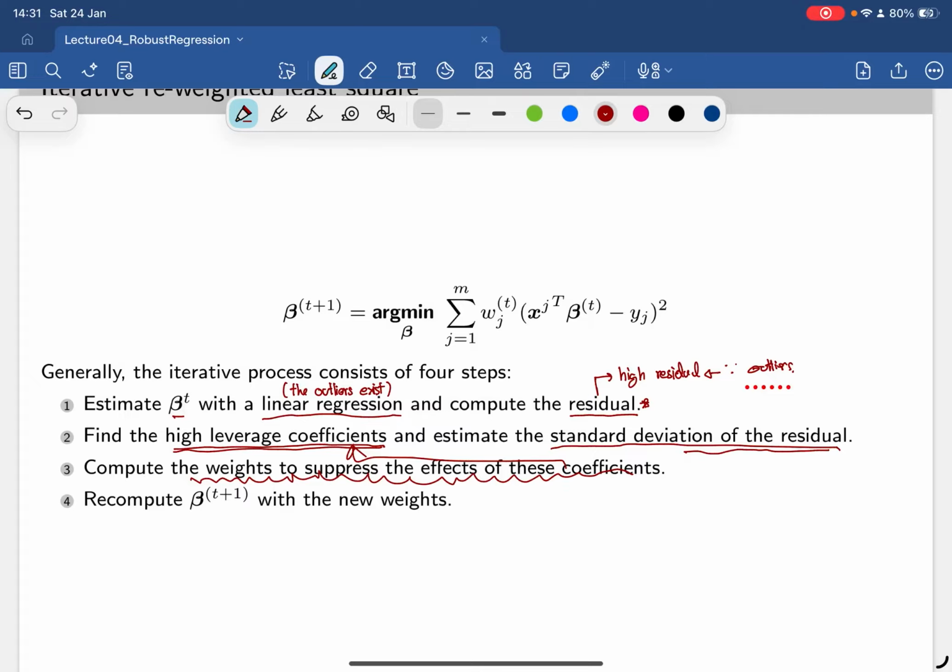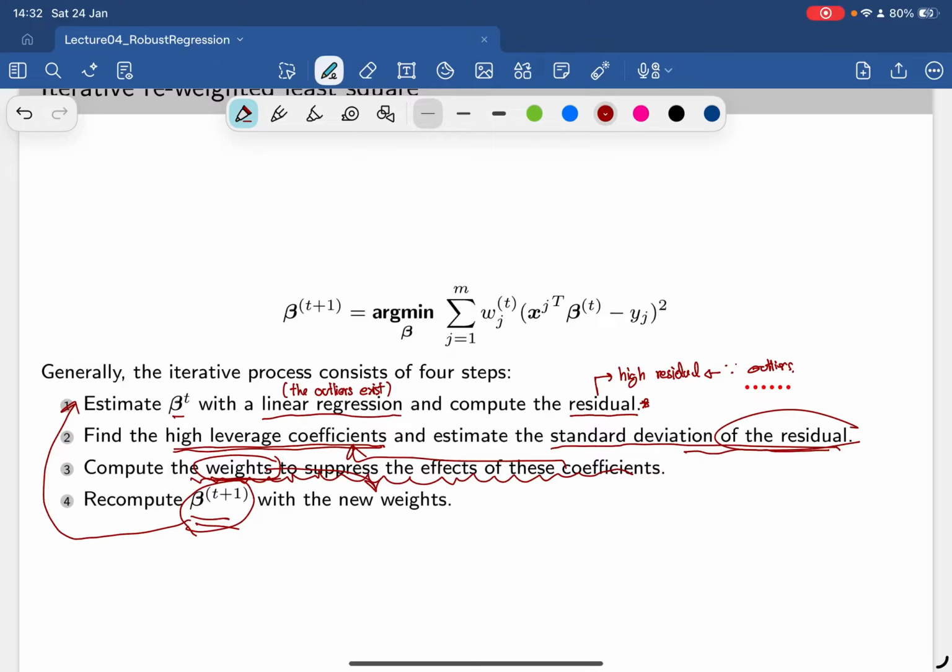I cannot remember what the scaling was for, but it's part of the process to make sure that your weight will be consistently updated. So after you compute the weight, you then use the new weight to update your beta. And once you have your new beta, this beta will go back to re-estimation.